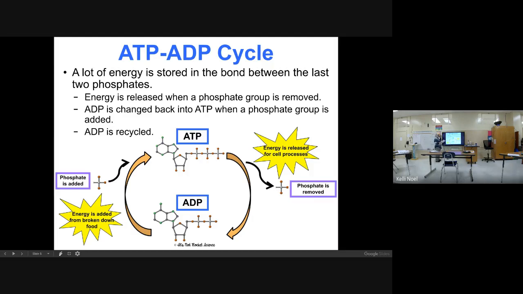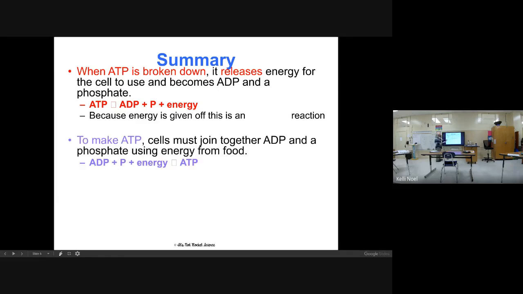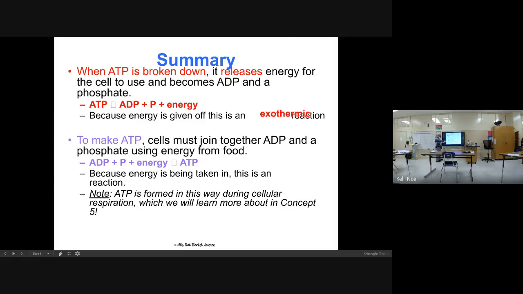So kind of to sum this up, ATP is broken down. It releases energy for the cell to use and becomes an ADP and a free phosphate. This should be an arrow here in this box. It just didn't transfer very well. Because energy is given off, this is going to be an exothermic reaction. So energy is given off. Exo means release. Heat, usually in the form of heat.